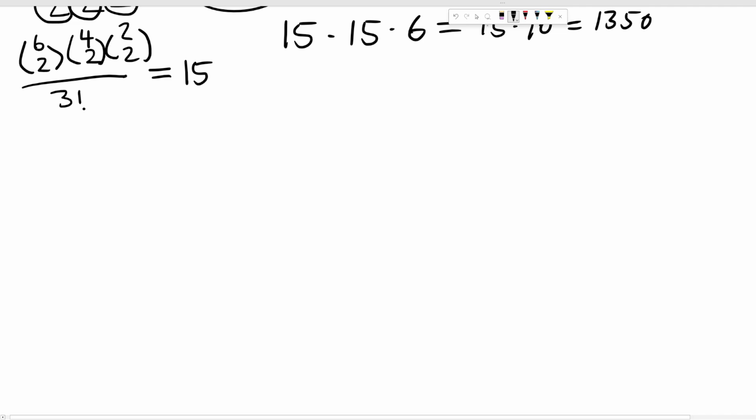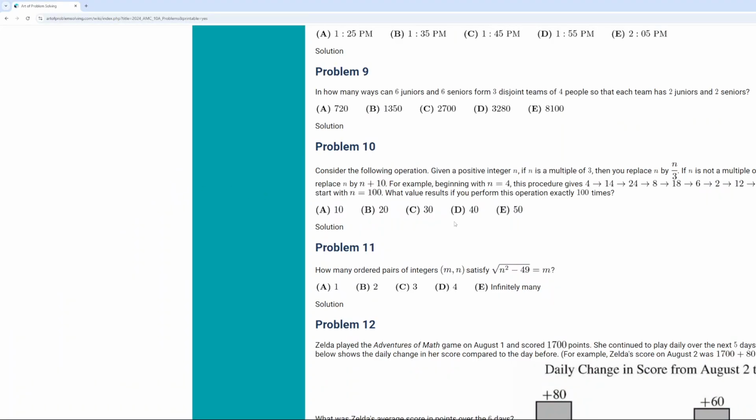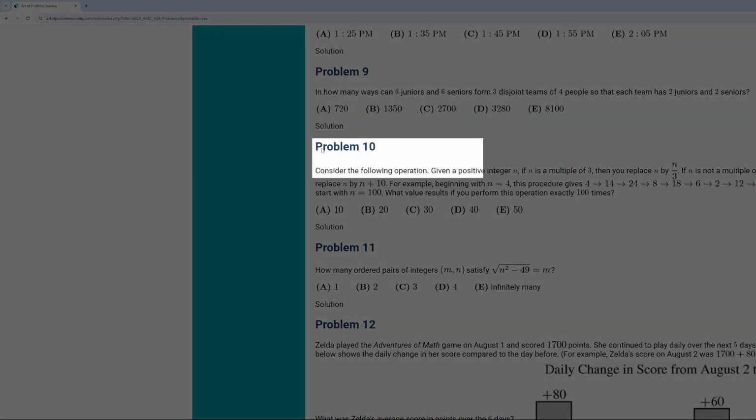Oh, I can scroll like this. Okay, that's a lot easier. Sorry.